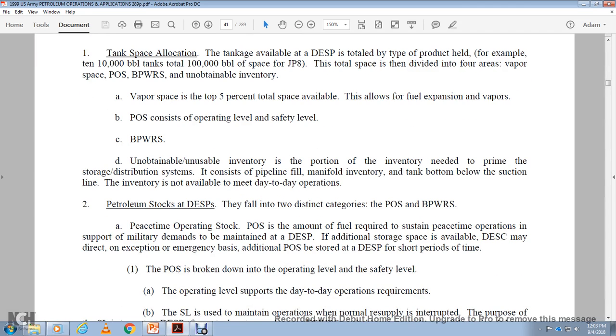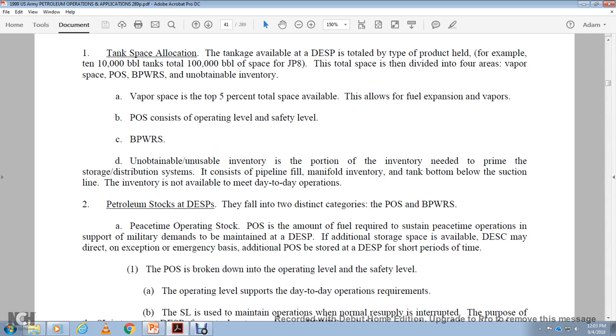Petroleum stock of the DESP is available in two distinct categories, POS and PBWRS. Peacetime operating stock, the POS, is the amount of fuel required in peacetime operation to support the military demands, maintained with the DESP. Additional storage space available to the DESC allows emergency peacetime operational stock to be stored with the DESP for a short period of time.